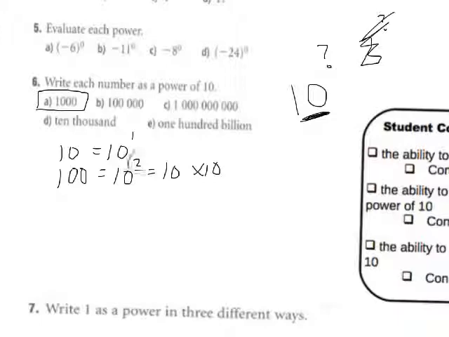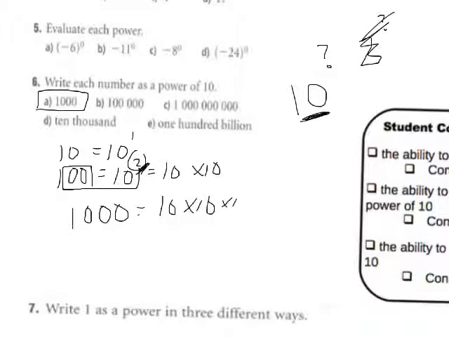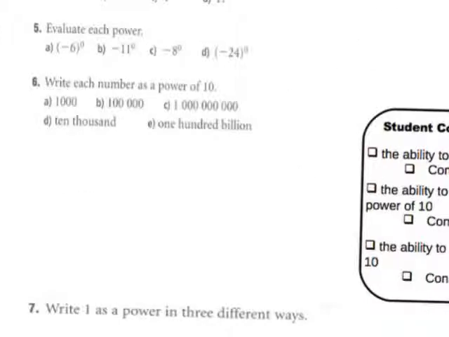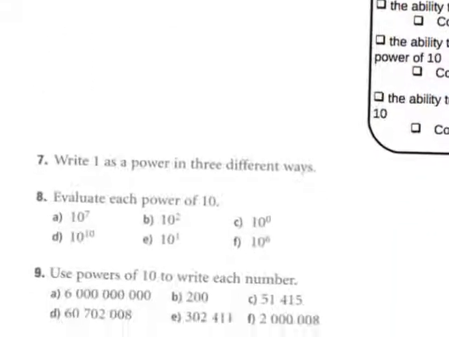Now if you start looking at tricks, 2 zeros, power of 2. So if I look at A, 1000 really means 10 times 10 times 10, therefore 10 to the power of 3, or the trick, there are 3 zeros. So we'll move it up a bit.